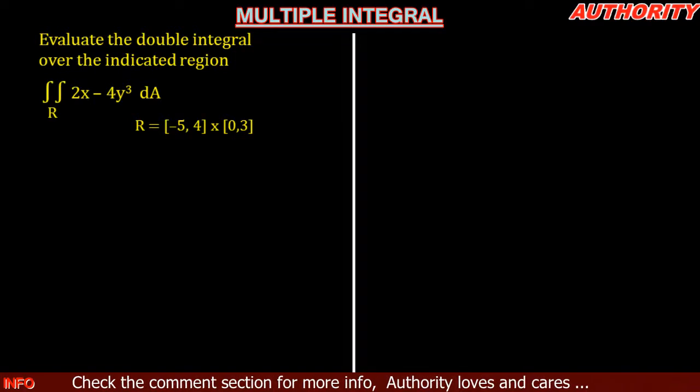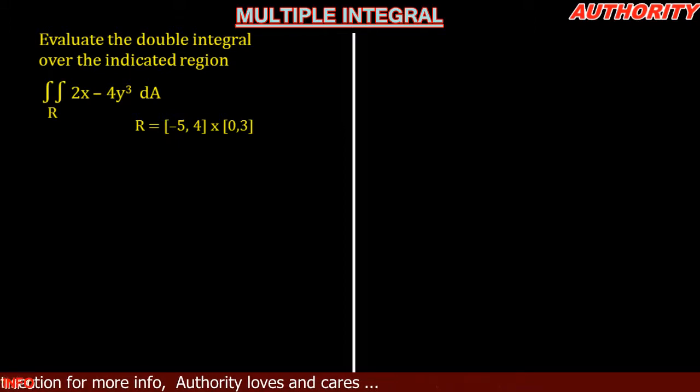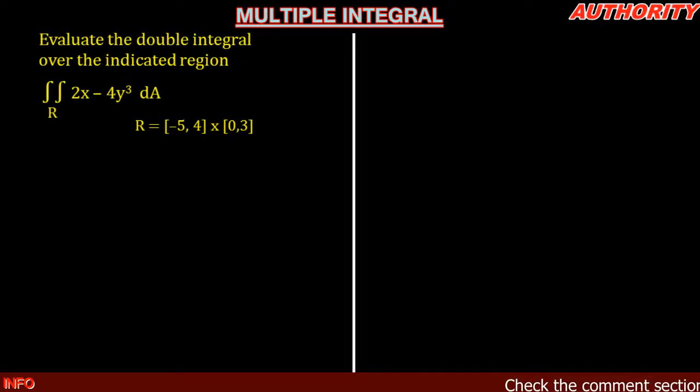Now let's go. Here we have the region [-5, 4] × [0, 3]. We're going to take the -5 to 4 to be the x region, and then 0 to 3 to be the y region. The -5 to 4 is the boundary on x, and 0 to 3 is the boundary on y. You get it?